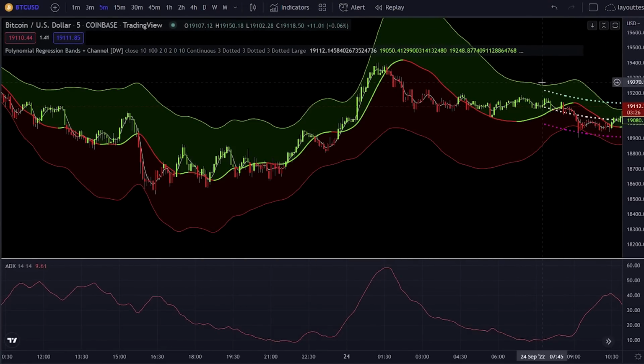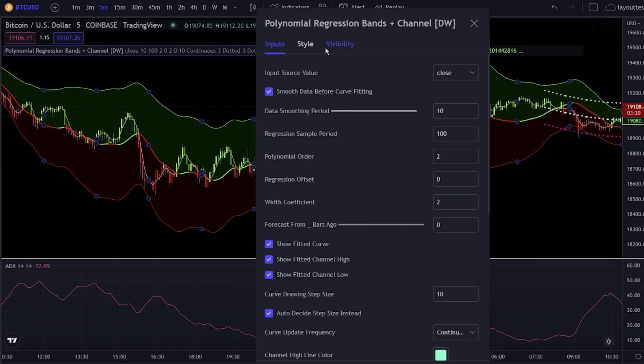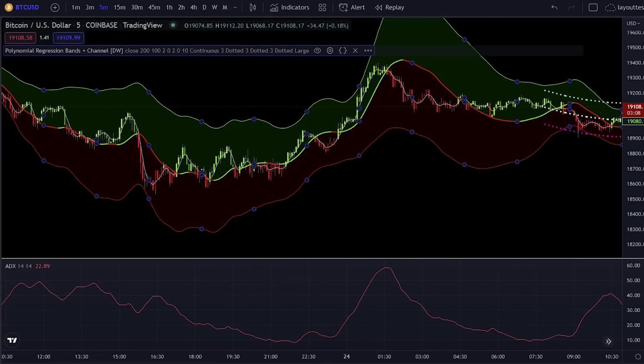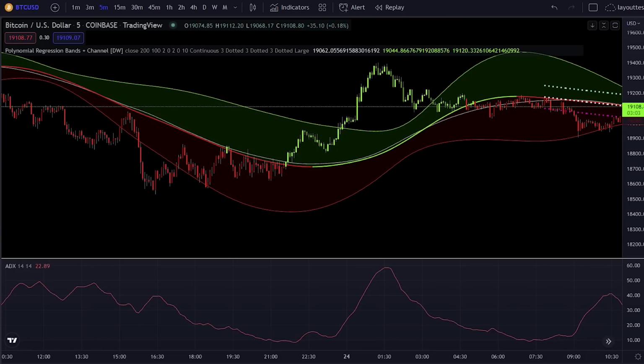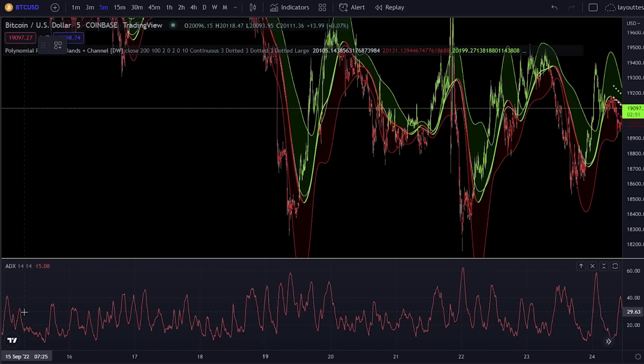We will be keeping the ADX indicator settings the same, however, we will change the polynomial regression indicator settings for this strategy, so head over to the Settings menu and navigate to the Inputs tab. Then change the data smoothing value to 200. That's all that we needed to change. Now, click on the OK button and close the tab. Finally, add a line at the 30 value of the ADX indicator. That was all that we needed to do.